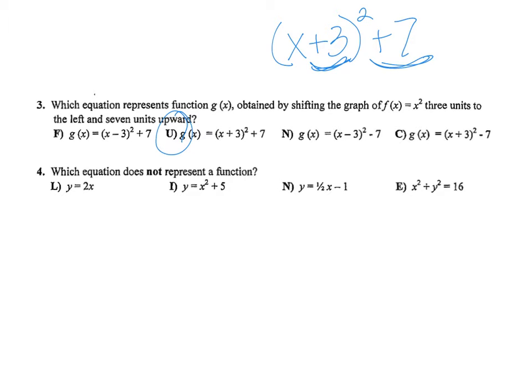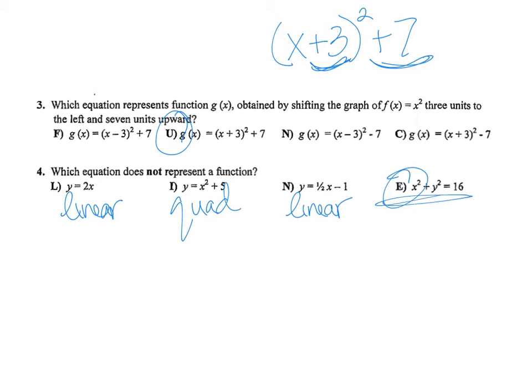All right. Number 4. When I say which one does not represent a function, this is linear, y = mx + b. This is quadratic. This is linear. We are not learning this. This is actually a circle, so right now that's not important, but E is the correct answer.